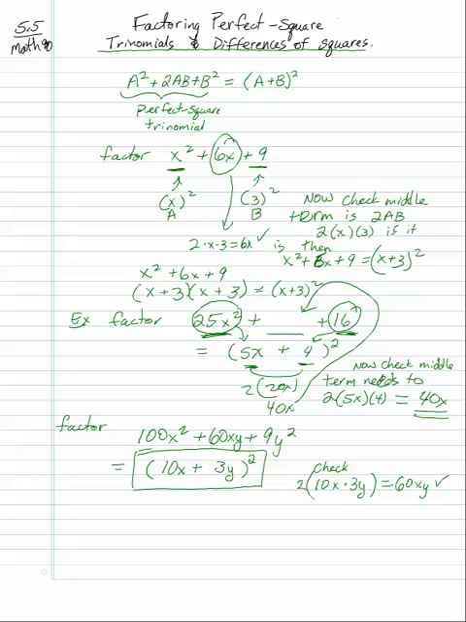If the first term's 1, no big deal, right? Factors like the one I just did up there: factors of 9 that add to 6. Okay? All right.